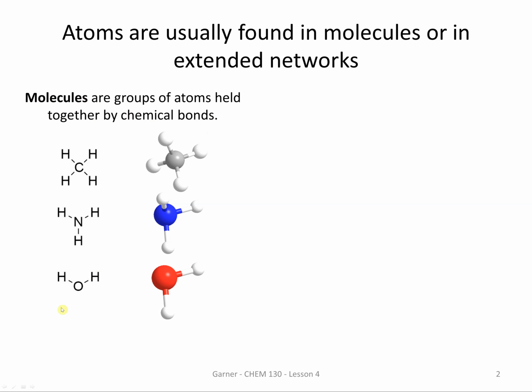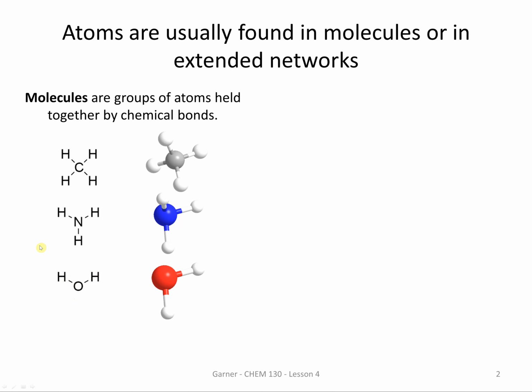A familiar example of this would be water. Everyone knows that the formula for water is H2O. That describes the composition of one molecule of water. Each water molecule consists of one oxygen atom that's bonded by chemical bonds to two hydrogen atoms. So this would be one unit or one molecule of water.